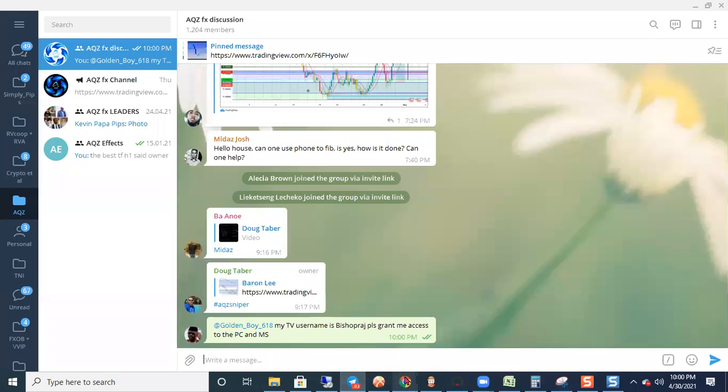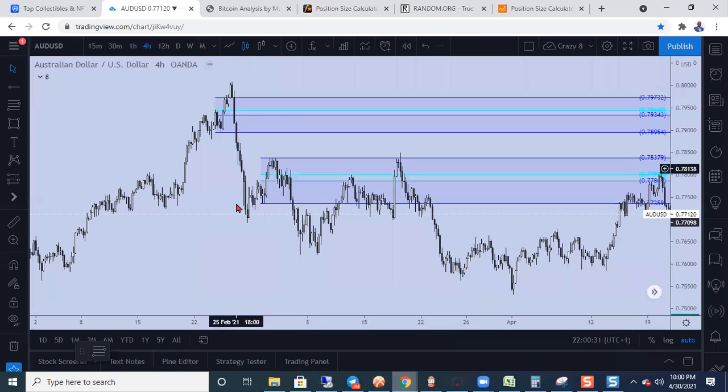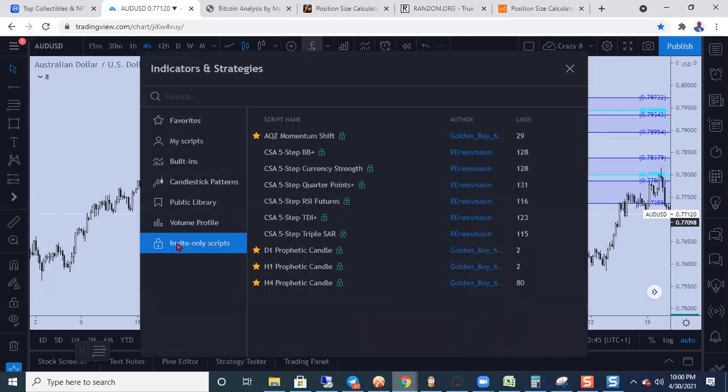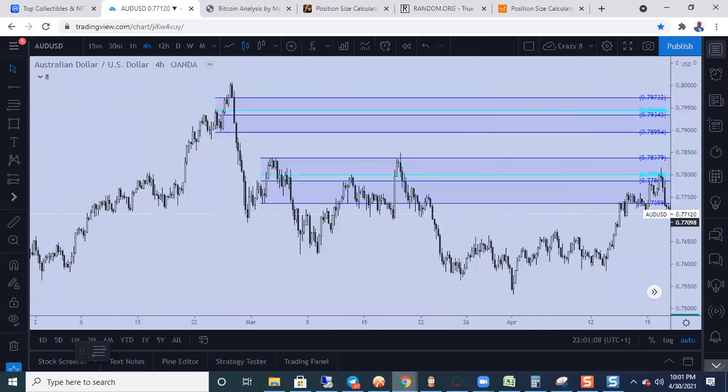When you get the prophetic candle and the momentum shift indicator, it's going to appear. You see this button, FX. It's like a function button for those of you who are science students. When you click on it, you're going to find invite only scripts here. And then you find the AQZ. I have the H4, the H1, the daily, the AQZ momentum shift. And of course, we have some other indicators. We'll create some other time to teach on them. But it's very, very interesting trading the AQZ way.